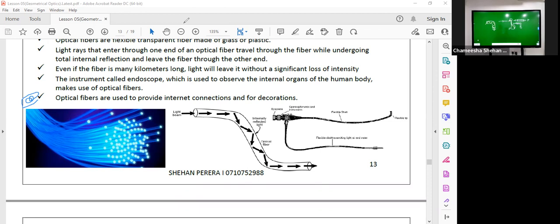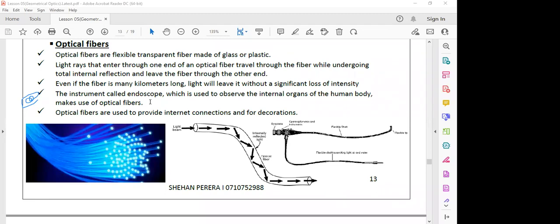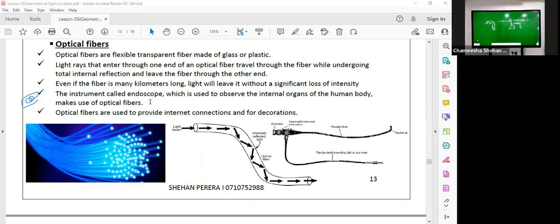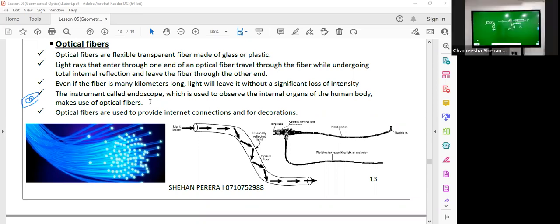Can Upeka read it for me very quickly? Yes, sir. Optical fibers are flexible, transparent fibers made of glass or plastic. That's very important. You have to highlight it. It's made of glass or plastic. Light rays that enter through one end of the optical fiber travel through the fiber while undergoing total internal reflection and leave the fiber through the other end. That's also important. So through these optical fibers, total internal reflection takes place.